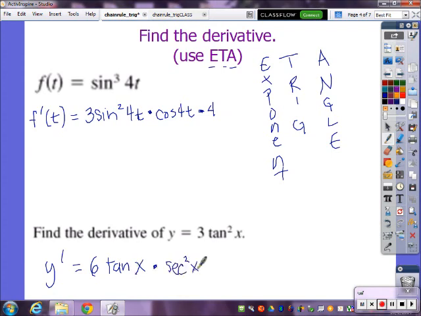And then I get to the angle part. Well, the angle is x, and the derivative of x is 1. So I could just write that or just leave it off. And then, if I wanted to clean this up, I'd say 6 tangent of x times secant squared x. So that's how you would use trig and the chain rule together.